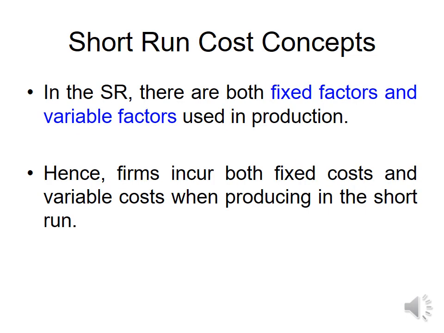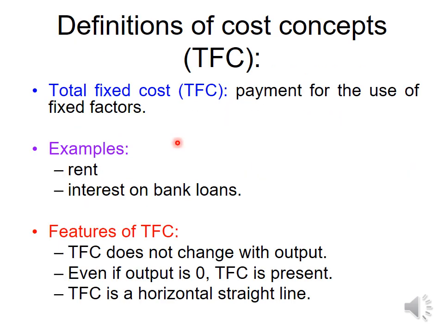Now, in the short run, because we assume that there's at least one fixed factor, you will have both fixed and variable factors in production. Because you have both, you will have both fixed and variable costs. Fixed costs are incurred for the use of the fixed factor, variable costs for the use of variable factors.